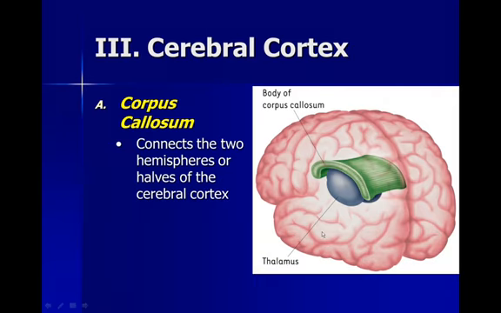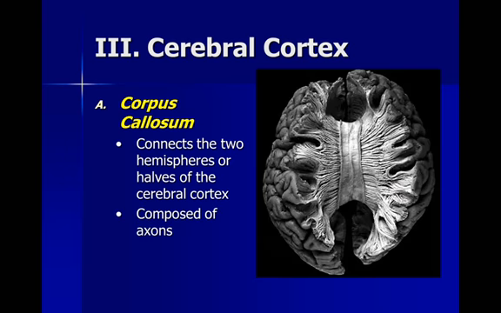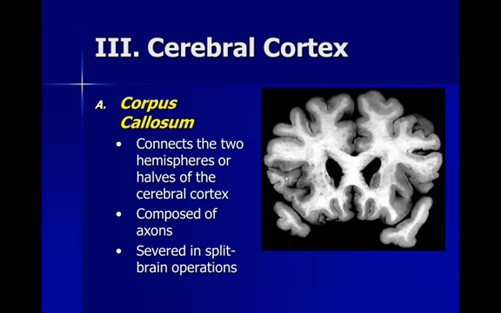Corpus callosum is a critical structure in the human brain. It's what connects the two hemispheres or halves of the cerebral cortex. The corpus callosum is composed entirely of axons. You can see these are very thick bundles of nerves connecting the two hemispheres. So lots of information travels back and forth across the two hemispheres.